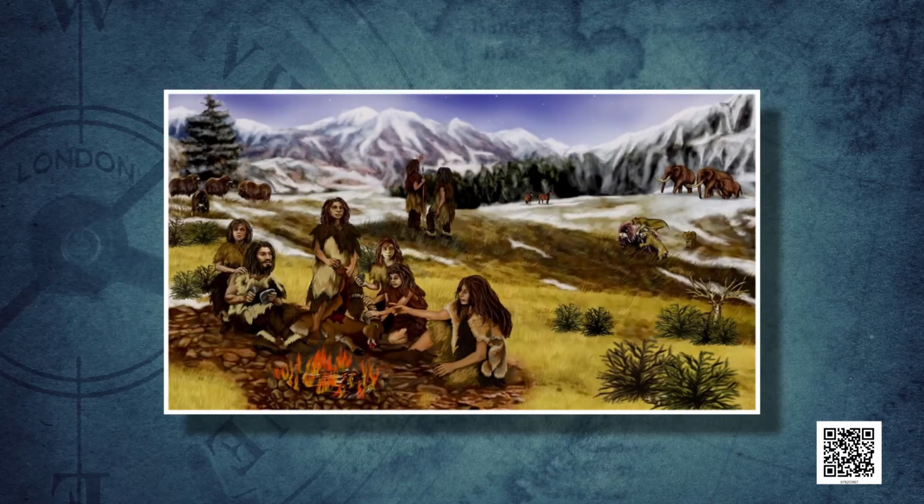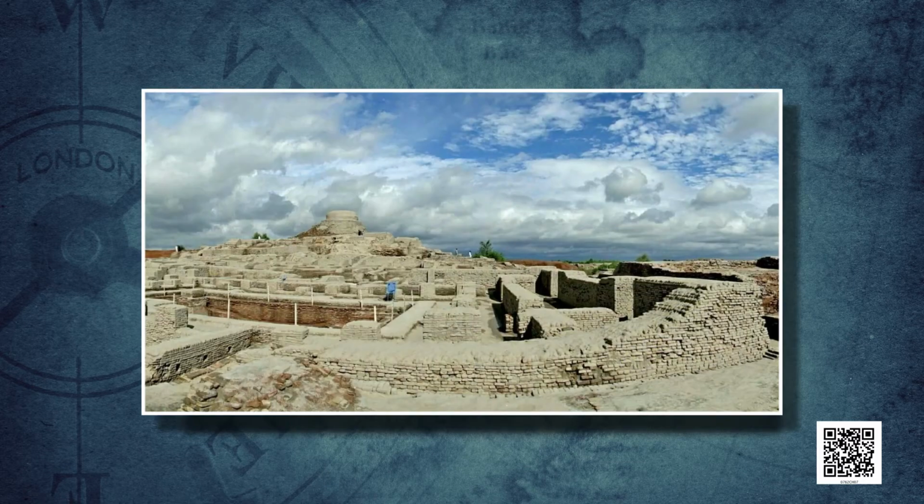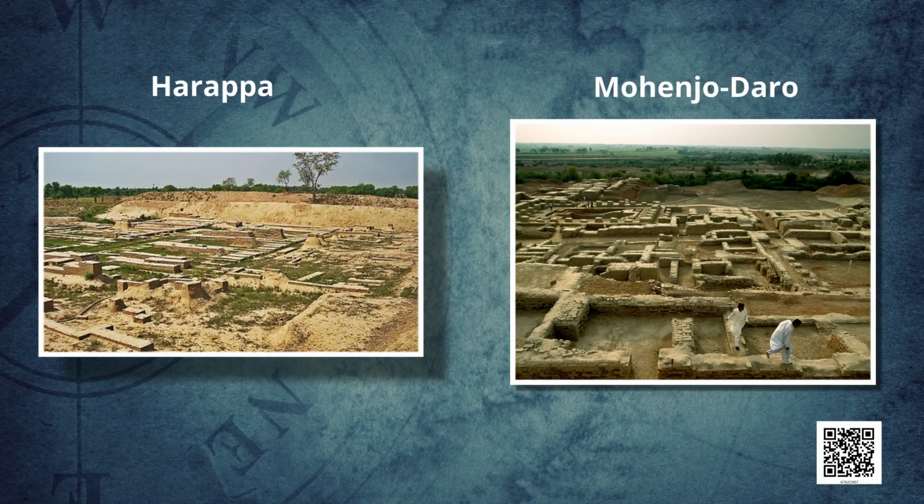Since prehistoric times, towns flourished in India. During the time of Indus Valley civilization, towns like Harappa and Mohenjo-daro were in existence. The following period has witnessed evolution of towns.